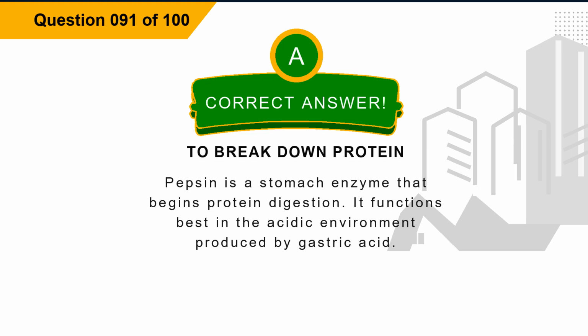To break down protein. Explanation: pepsin is a stomach enzyme that begins protein digestion. It functions best in the acidic environment produced by gastric acid.